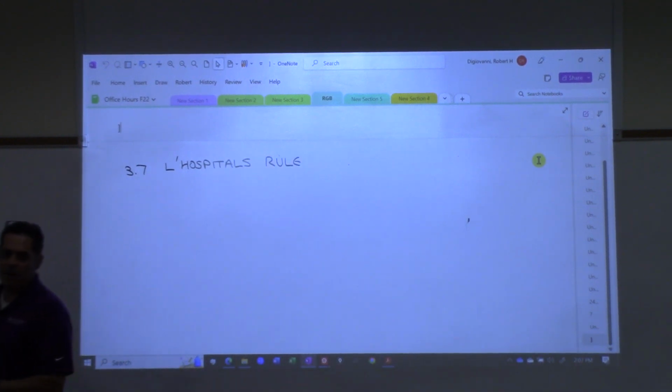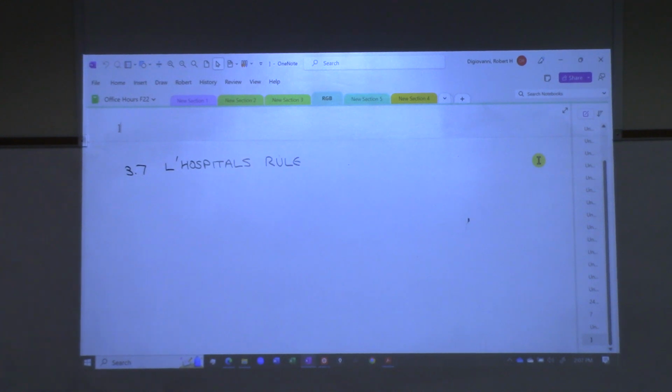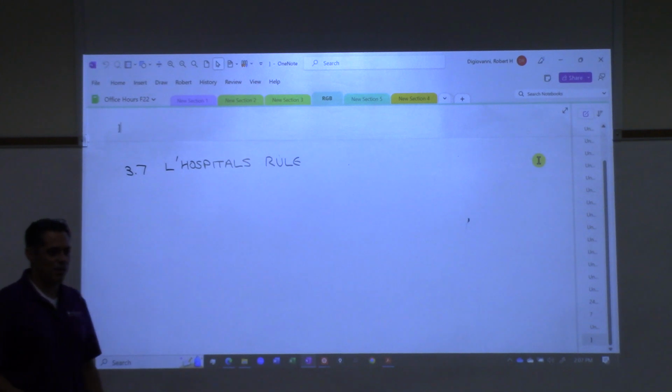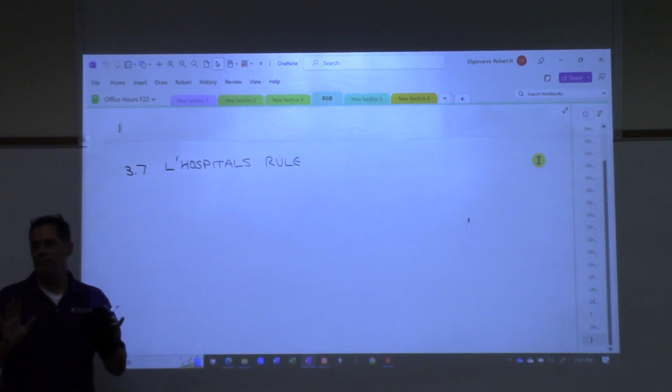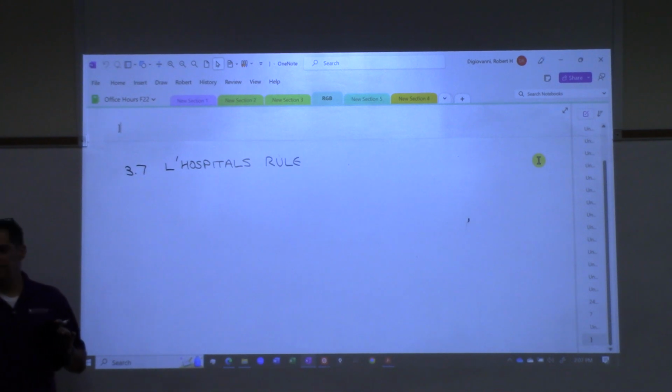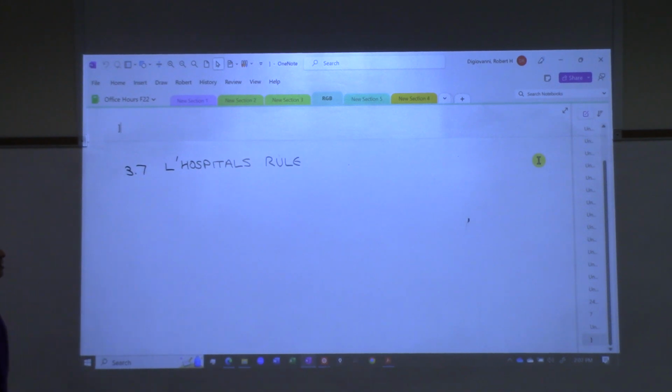Now, I've heard it pronounced many different ways. La Hospital is one way I've heard it pronounced. But the way that most people will say it is L'Hopital. L'Hopital. We're going to learn this thing called L'Hopital's rule. And this rule is just so awesome, all right, that it's hard to really appreciate how great this rule is.